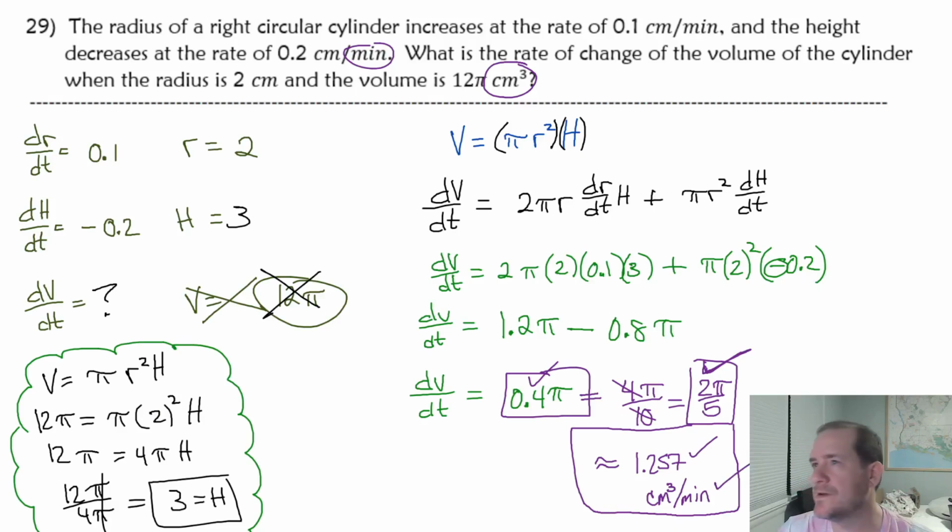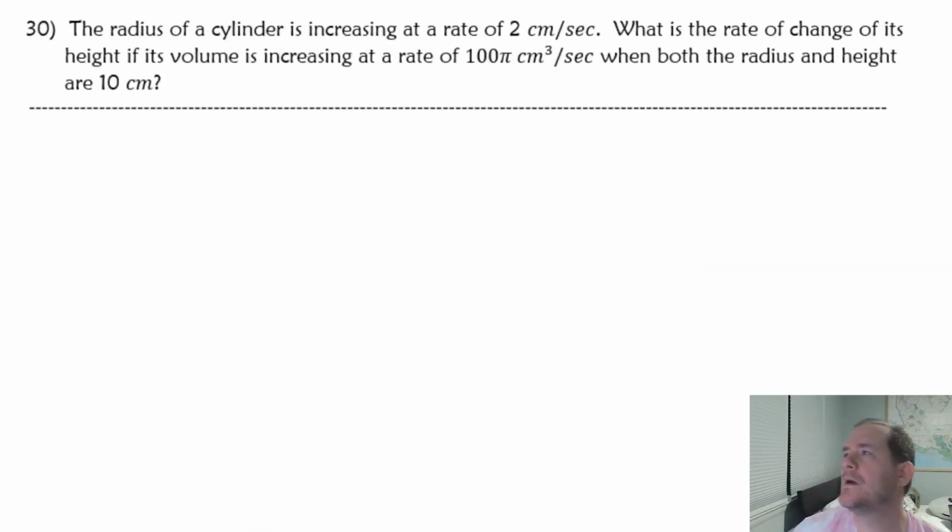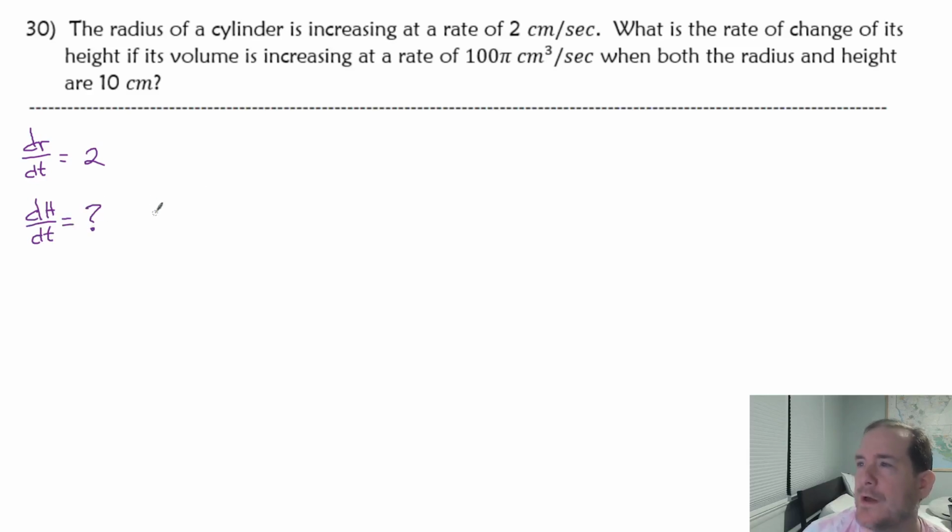Okay, so 30. Yeah, all right. I feel like this is straightforward for the most part. It says the radius is increasing, so that's dr/dt. And we're increasing at a rate of 2. It says what is the rate of change of the height? So you're trying to solve for dh/dt. So dh/dt is going to be question mark.